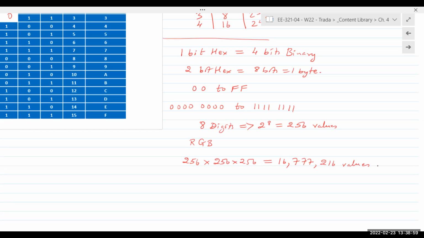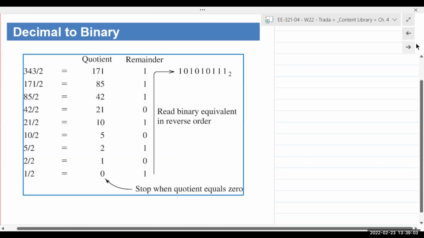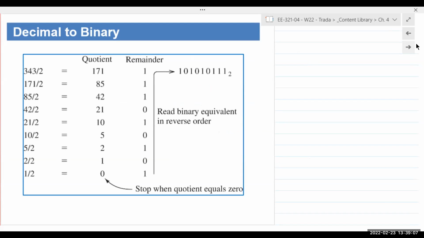All right, let's see. There is another system called octal where you take 8 values, so it goes from 0 to 7. Typically we reserve that for E major classes, and for non-E major classes it's a bit much. Anyway, that's the binary number system and then the hexadecimal number system.